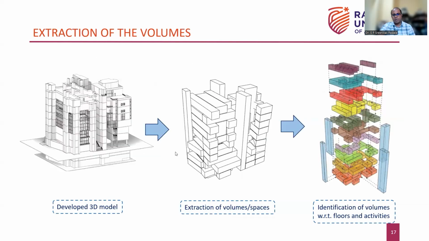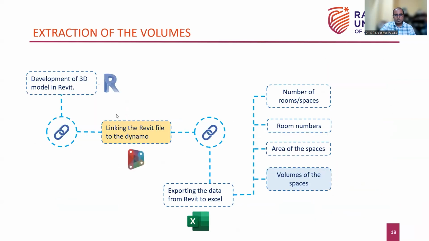So this is an example. For example, if you have a Revit model like this, a 3D model, we can separate it. Finally, I need to extract these volumes so that I can rearrange them in such a way that I meet all four factors: space, thermal comfort, concession cost, and rental value. To do this, what is the process? I use Revit again to develop a 3D model, but here I use the Dynamo plugin, which is linked with the Revit file. I use Dynamo scripts to extract the volumes from the Revit model.